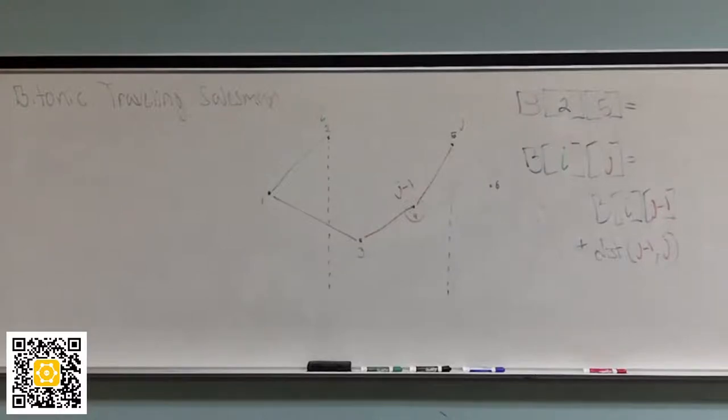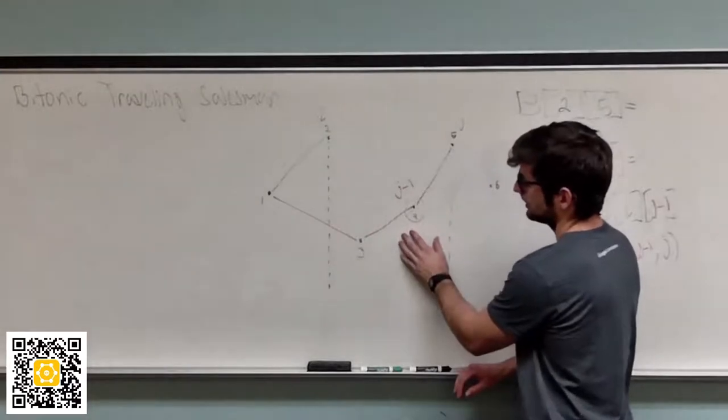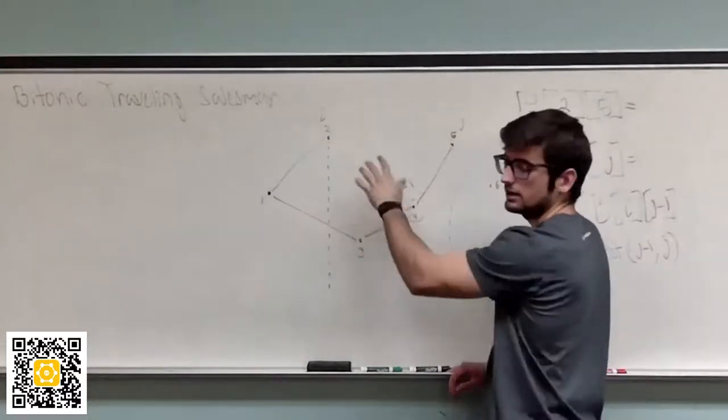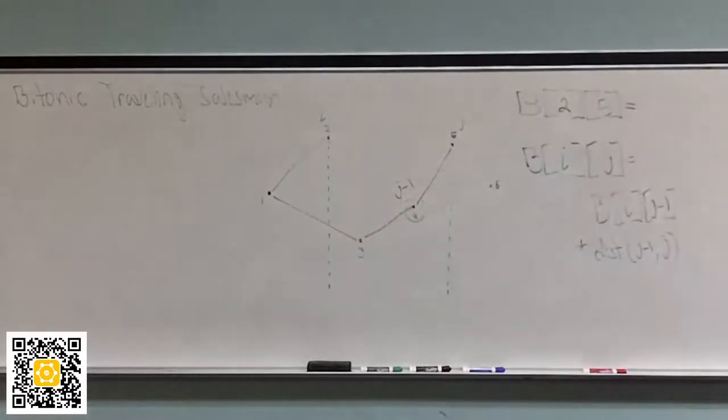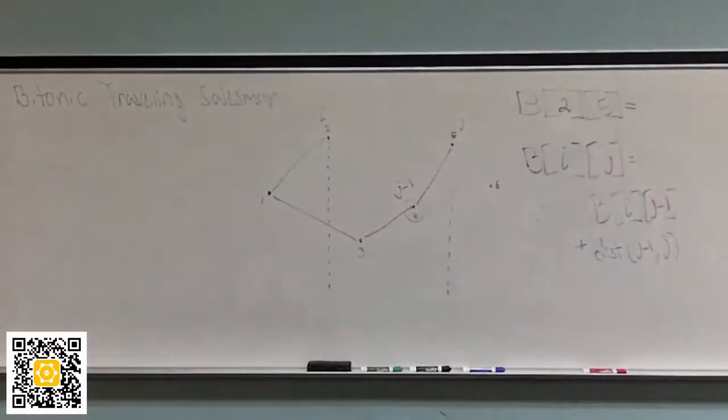Because we know if we're currently at 4, because of that rule, that i is less than j minus 1. We know that 3, which means i to j minus 1 is a further distance. So that's the first rule.